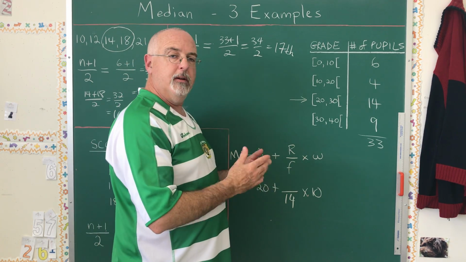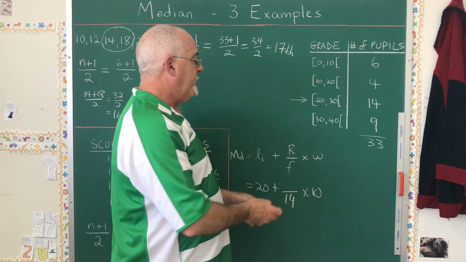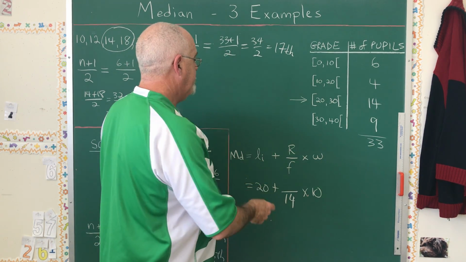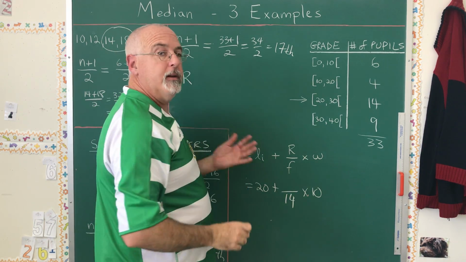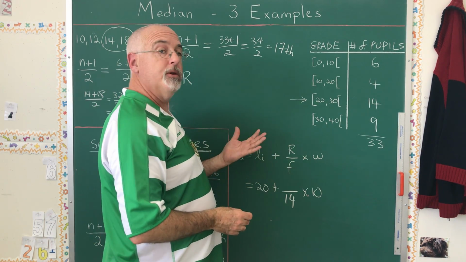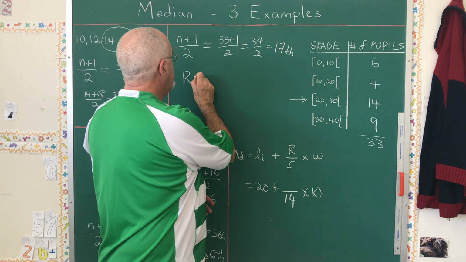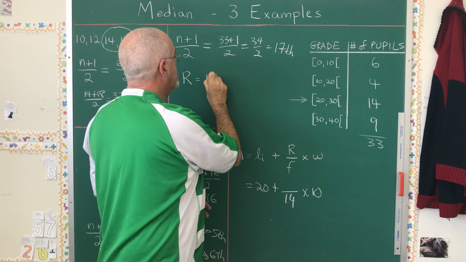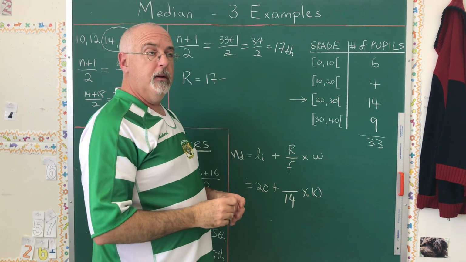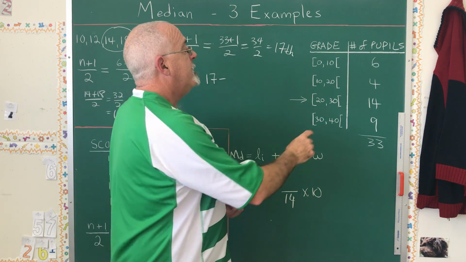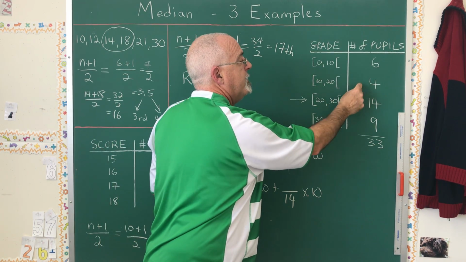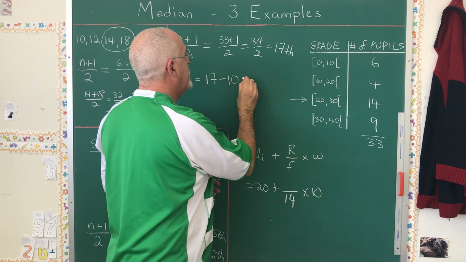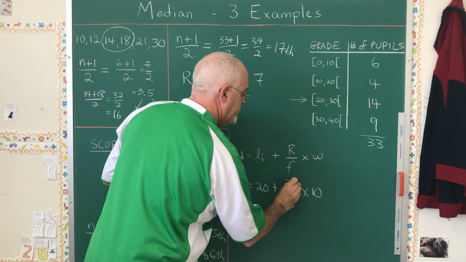At this point, the student is nearly finished, but students find the R the most confusing thing because there are so many steps in this process. The R value, though, is by itself, again, an easy calculation to find. R is equal to this value that we got to when we did the n plus 1 over 2 formula, 17, minus the cumulative frequency of the previous class. So we go from our median class up to the previous one. Its cumulative frequency, remember, was 10. So we do 17 minus 10, and our R is 7.